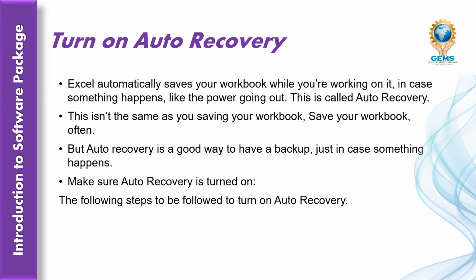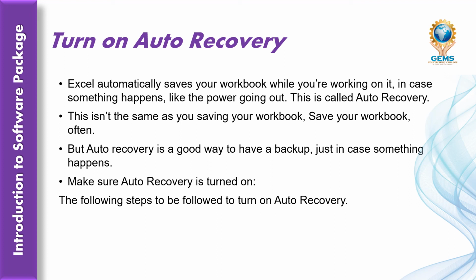Turn on AutoRecover. That is one of the important features. Excel automatically saves your workbook while you are working on it. In case something happens like a power outage or system failure, or something happens in your machine, this will automatically save your work. This is called AutoRecover. This is not the same as saving your workbooks. Save your workbook often, but AutoRecover is a good way to have a backup just in case something happens. Make sure AutoRecover is turned on in your workbook.